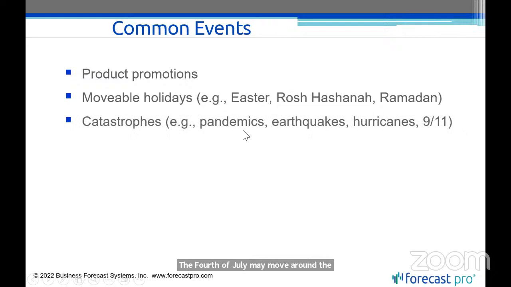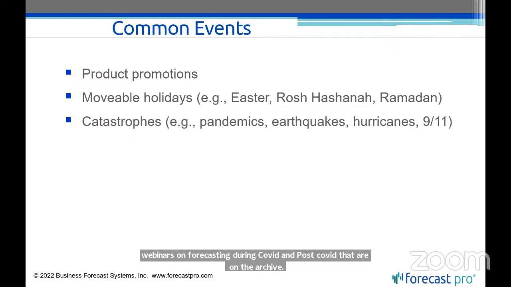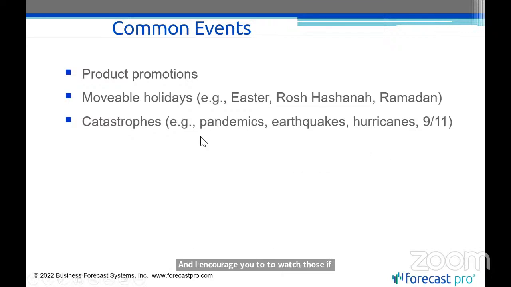Catastrophes, pandemics, earthquakes, hurricanes, etc. This can alter, as everyone listening knows, COVID-19 altered basically everyone's demand patterns. We have several webinars on forecasting during COVID and post-COVID that are on the archive, and I'd encourage you to watch those if you are interested. But event models and event schedules can be very useful for things like that.